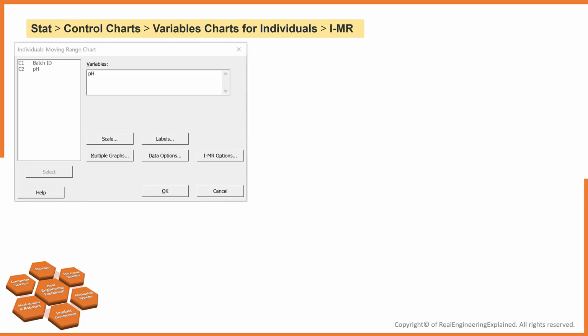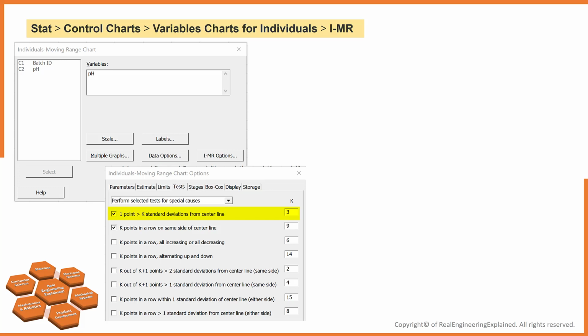Okay, how to do this in Minitab? Choose Stat, Control Charts, and then Variables Charts for Individuals, and select IMR. In the Variables section, select pH, and then click on IMR Options.